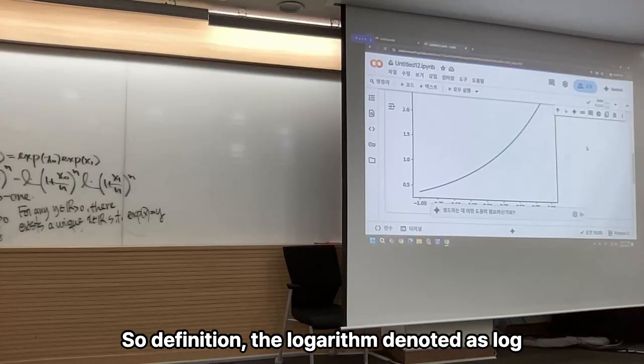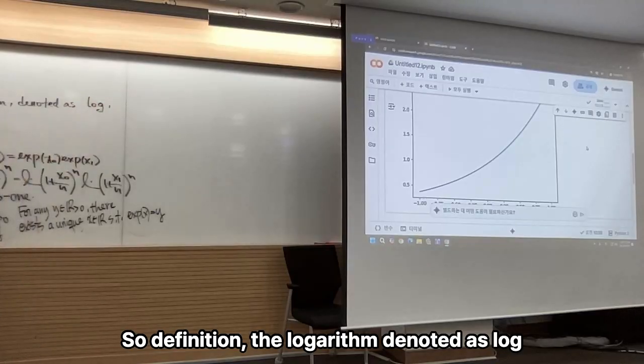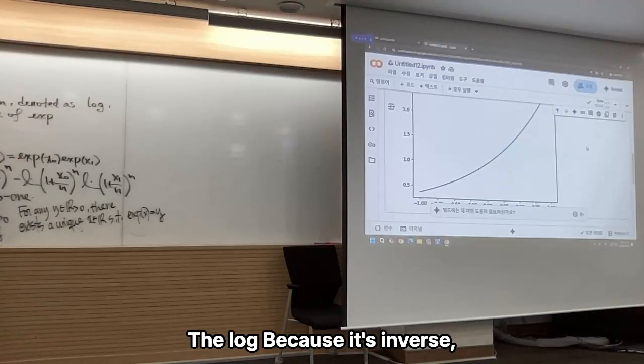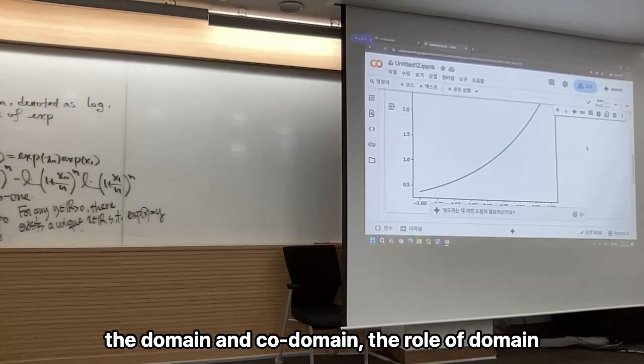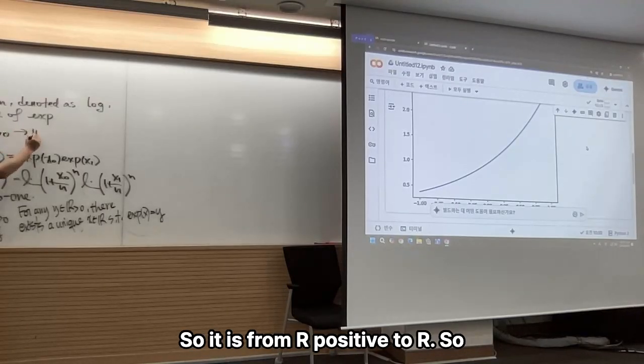So, definition: the logarithm, denoted as log, is the inverse of exponential. So log, because it's inverse, the roles of domain and codomain are switched. So it's from R positive to R.